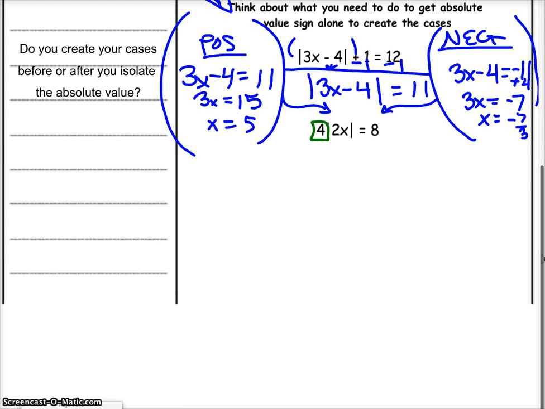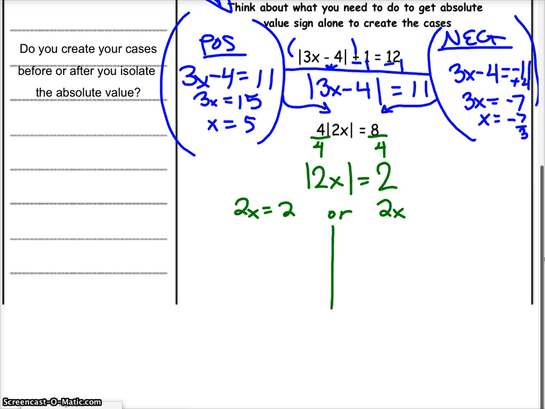That's 4 times the absolute value. How do you get rid of times? So I'm going to divide both sides by 4. And now I have the absolute value of 2x equals 2. Now it's alone, right? It's all by its lonesome on that side. Now make your case. 2x equals positive 2 or 2x equals negative 2.